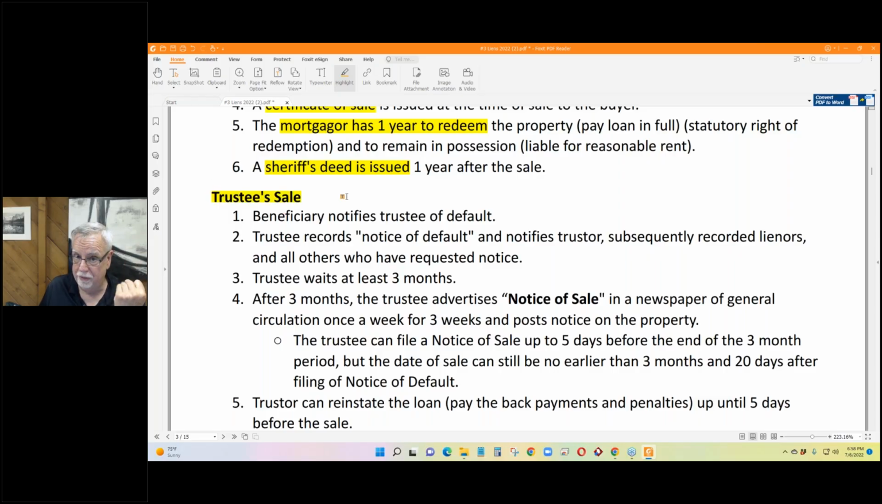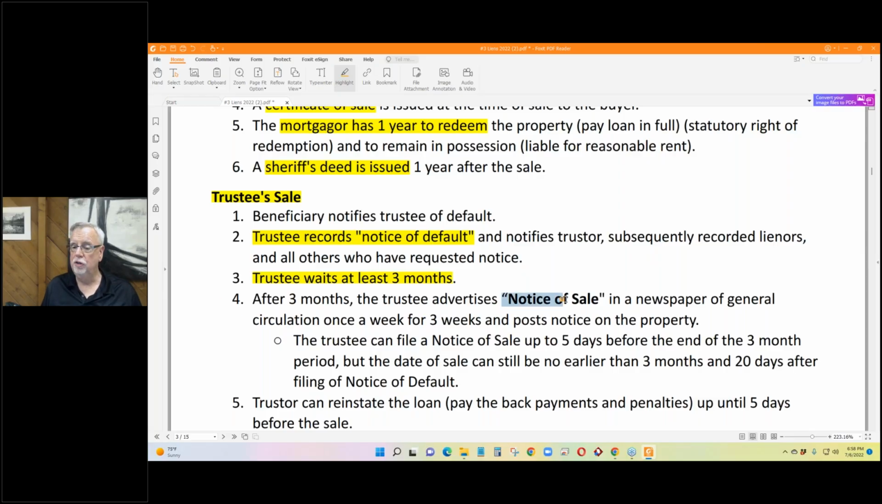Again, they have to wait 3 months. But 3 months, you miss 3 months of payments, the beneficiary is going to notify the trustee. The trustee records something called a notice of default. In the business, we sometimes call it an NOD, right? You'll see real estate agents, real estate people talking about an NOD, that's a notice of default. The trustee waits 3 months. So 3 months before you can begin the process, 3 months waiting after the notice of default.